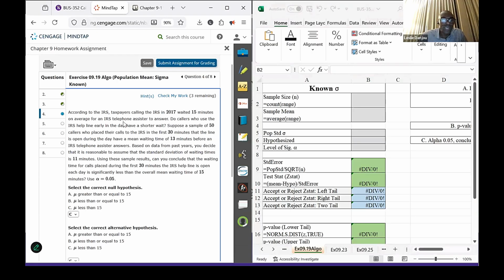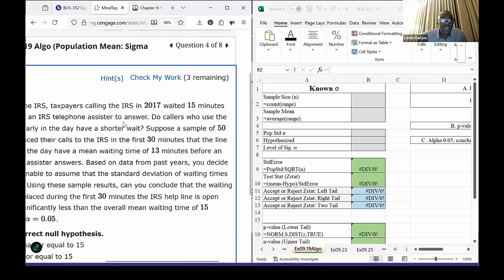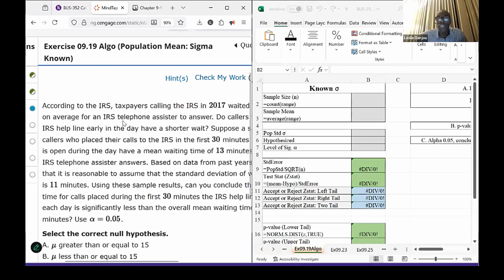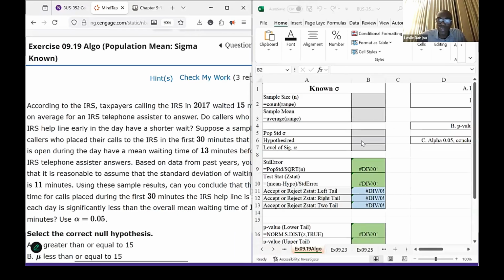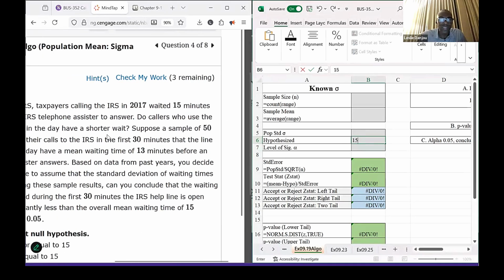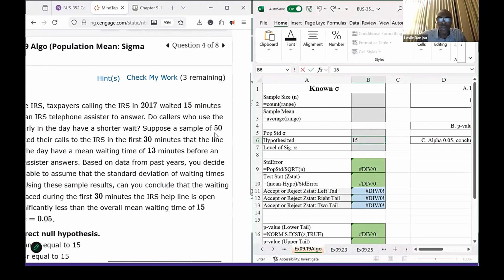According to the IRS, let me make this a little bigger, taxpayers calling the IRS in 2017 waited 15 minutes on average. Because this is the historical data, this is what we'll put in the hypothesized value right here, 15 minutes. Good, good, good. Then it goes on to say, suppose a sample of 50. So I'm going to put in a sample of 50.